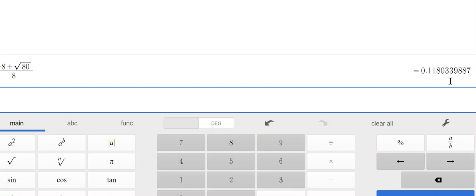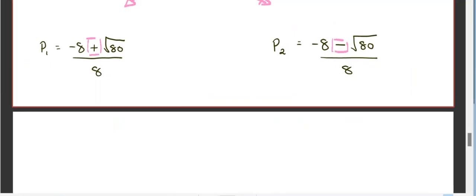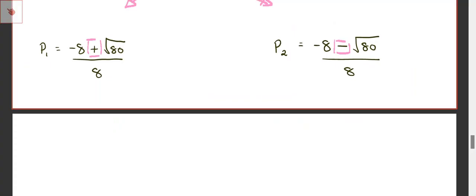And if I press enter, that's my answer. Could you do that with your calculators and just confirm you get the same answer? Both of them, yeah. So that's what I get, 0.118. So I'm going to write that down. You've got to learn to use your calculator. P1, I've got 0.118.